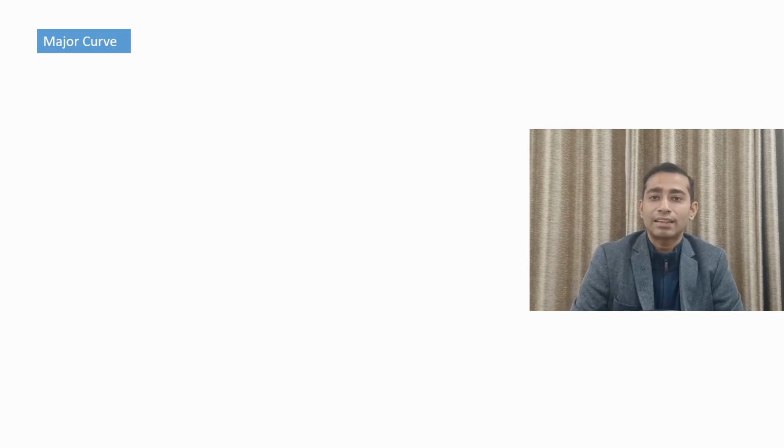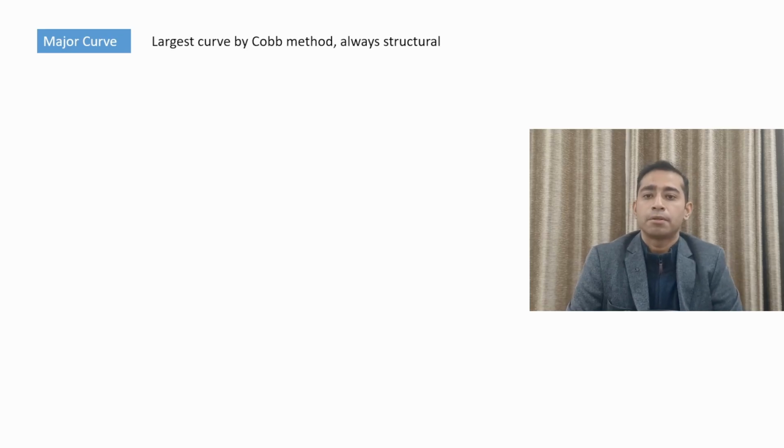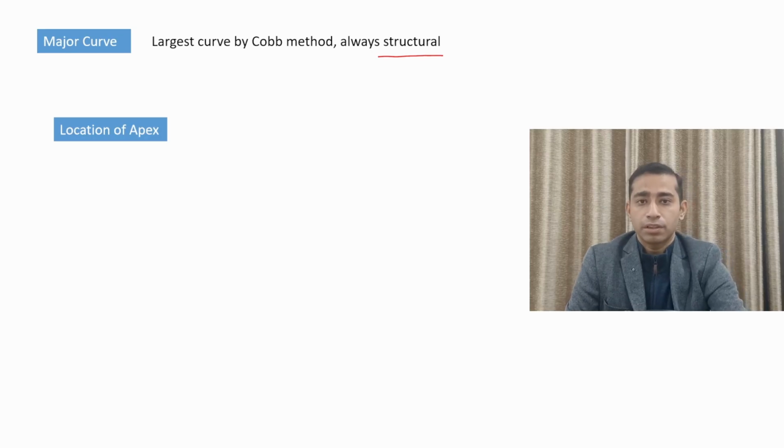Now to understand the curve types, we have to understand some definitions. What are these? First is major curve. Major curve is the largest curve by Cobb method and it is always structural. The location of the apex dictates the location of the curve.